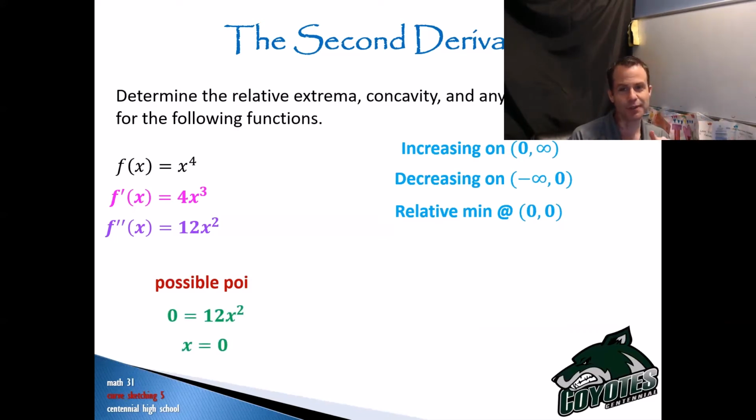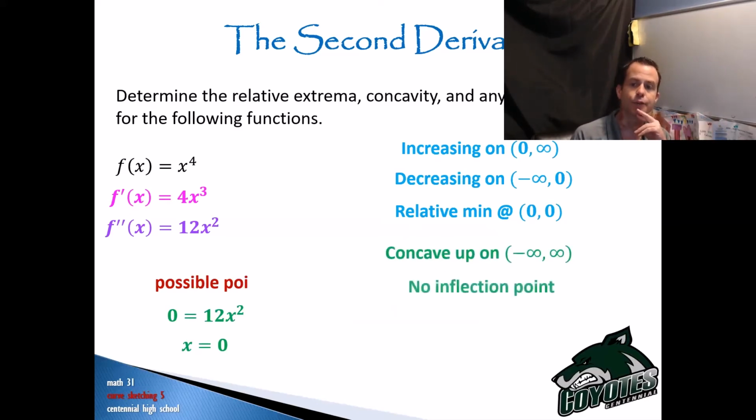This time though, when I plug in a negative number, because that's to the left of 0, I actually get out positive. And when I plug in a positive number, I get out positive. So for this guy, there is no point of inflection. I'm concave up the whole time. Okay, so I'm concave up from -infinity to infinity, and there is no inflection point.